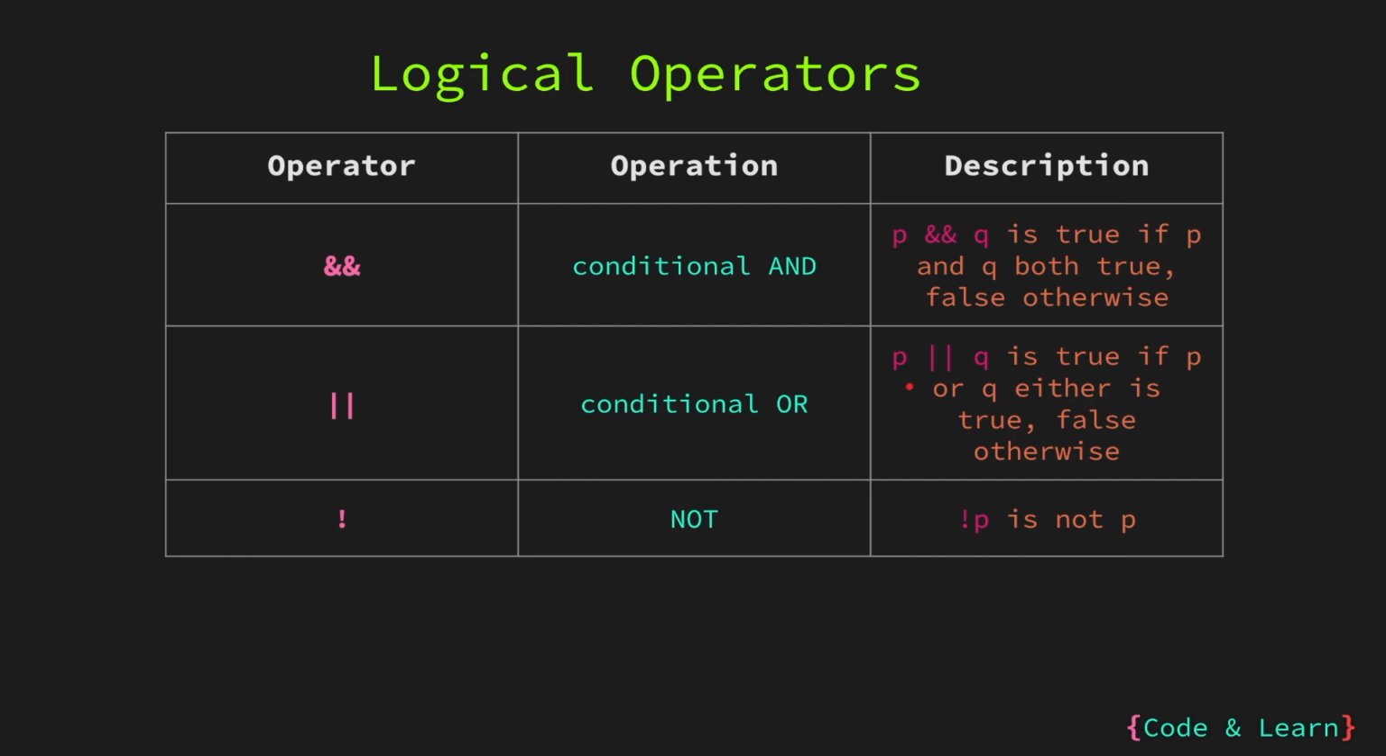The expression P double bar Q evaluates as true if any of the P and Q expressions or values are true, and false otherwise. Last, we have the exclamation mark, or the NOT operator. It inverts the value of the operand. Please note it is a unary operator too. So if the expression P or value is true, not P expression will evaluate as false. If P is false, not P expression will be evaluated to true.